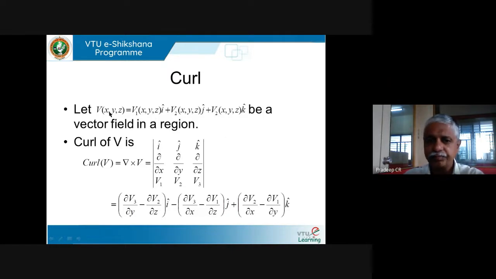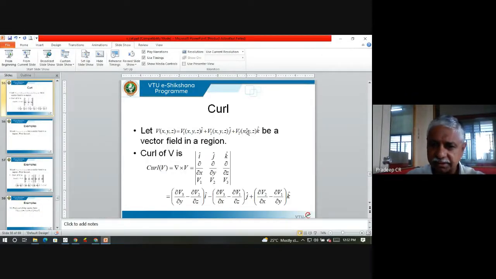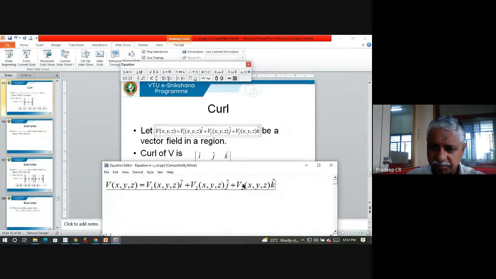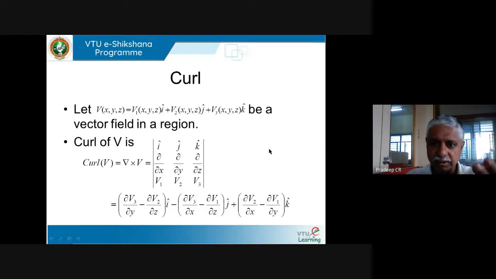It's very nice. So V is some vector field, V1(x,y,z) I plus V2(x,y,z) J plus V3(x,y,z) K. Sorry, mistake here. Small typing mistakes, please excuse me. I will keep correcting as and when I see them. But despite that, there could be some mistakes, and I hope you will correct them. So V is V1(x,y,z) I plus V2(x,y,z) J plus V3(x,y,z) K. This is a vector field.